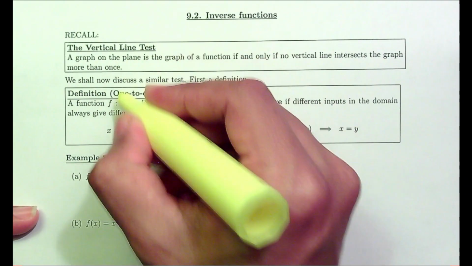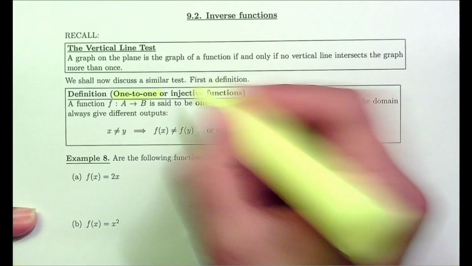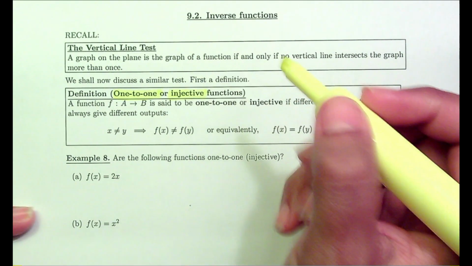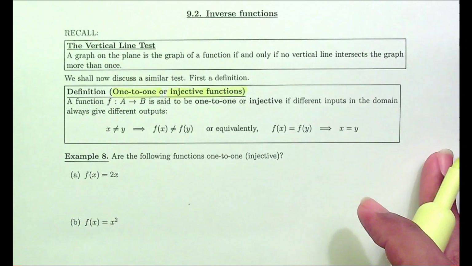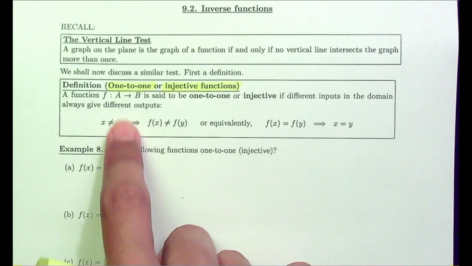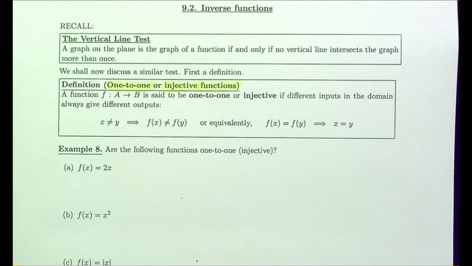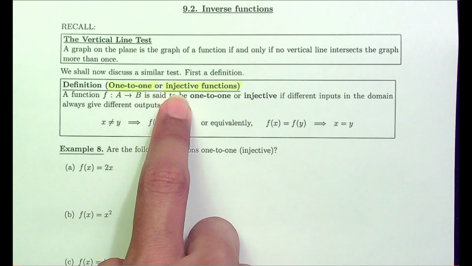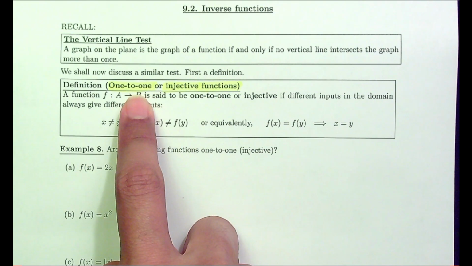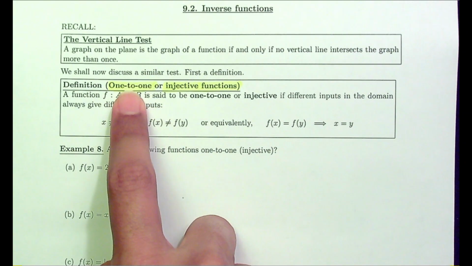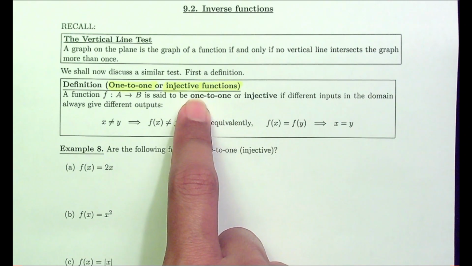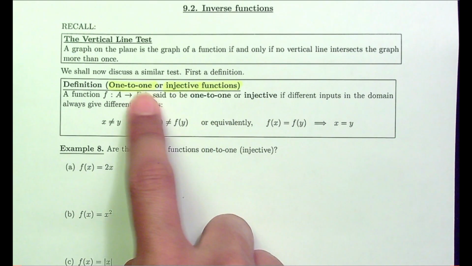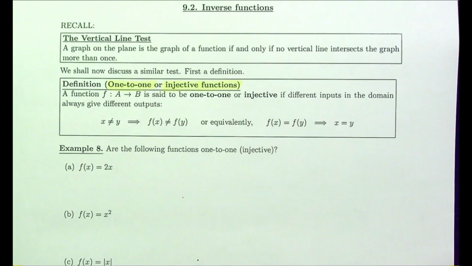So the words one-to-one or injective are synonyms. They mean exactly the same thing. Usually college algebra textbooks like using the word one-to-one. I like using the word injective. I kind of like it better. But injective and one-to-one mean exactly the same thing. You will probably see one-to-one more often at the college algebra level. In more advanced math classes, you usually use the word injective. It's a synonym.